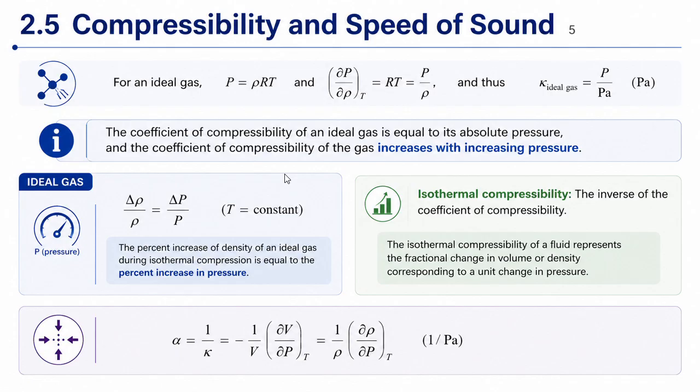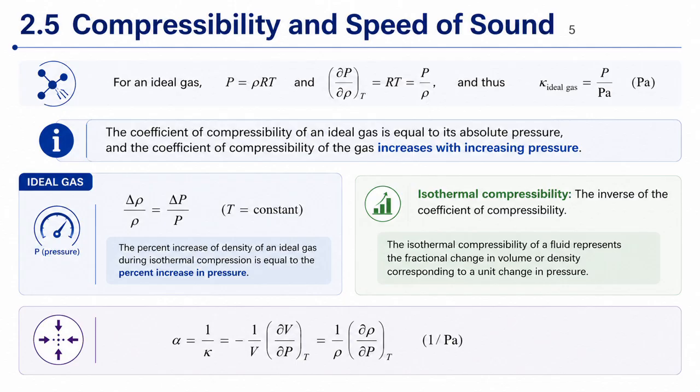Now, if you apply the compressibility to ideal gases, this is how it turns out to be. An ideal gas equation is given as P is equal to rho times RT. P is the pressure, rho is the density, R is the gas constant, and T is the absolute temperature. At constant temperature, we can differentiate pressure with respect to density. So dou P by dou rho at constant temperature will become P by rho.